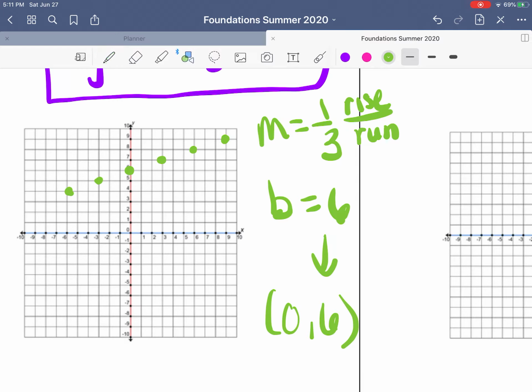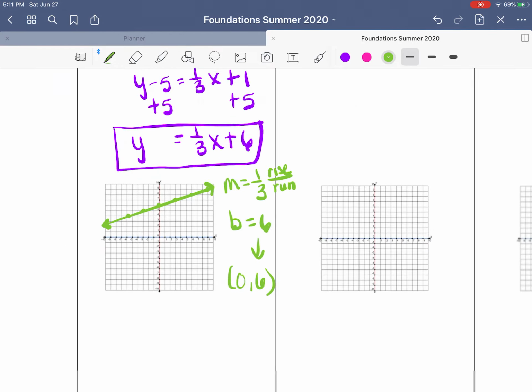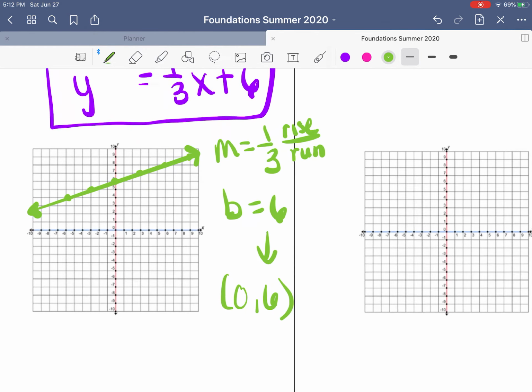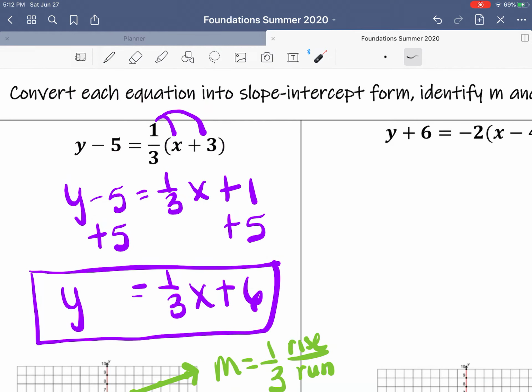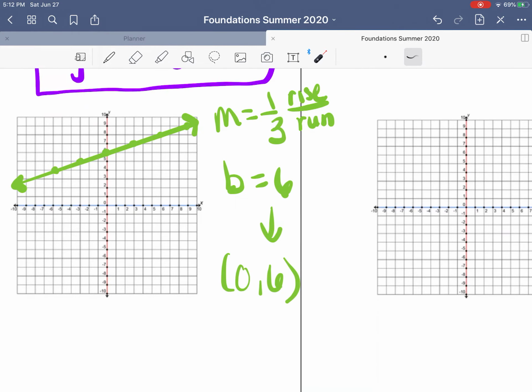And that gives you a path that is your line. And if I check, this point is -3, 5. And if I check on my line, go to -3, up 5, that is a point on my line. So it checks out.